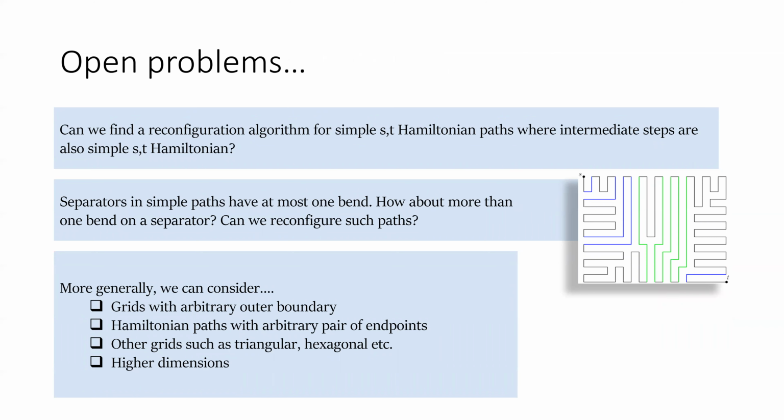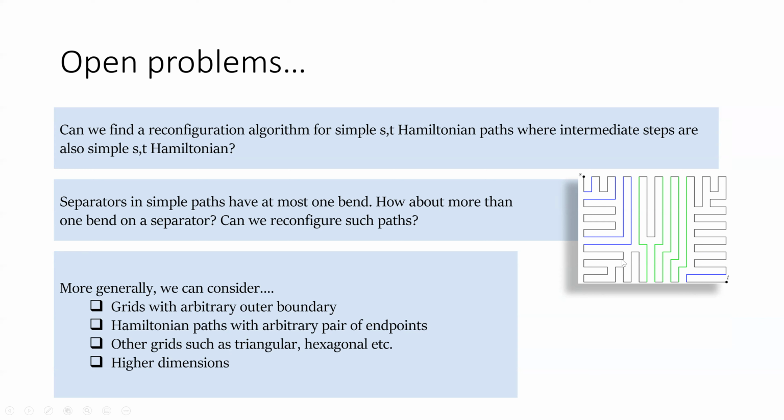We finish up with some open problems. We showed that when we reconfigured a simple ST Hamiltonian path to another simple ST Hamiltonian path, the intermediate paths were not simple. So that would be our next step. Can we find an algorithm where all the intermediate steps are also ST Hamiltonian paths?